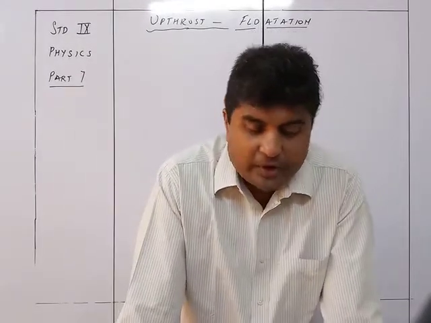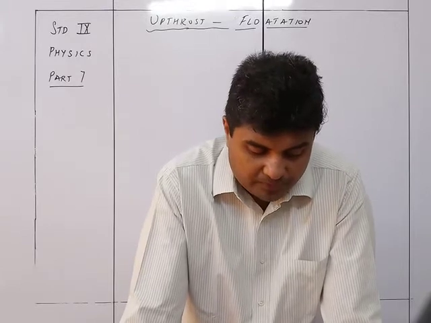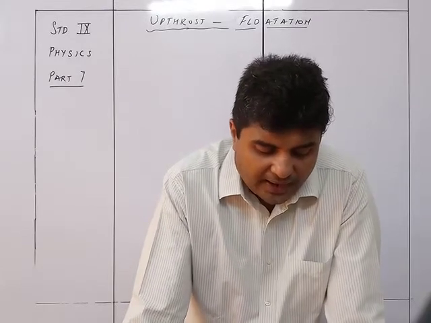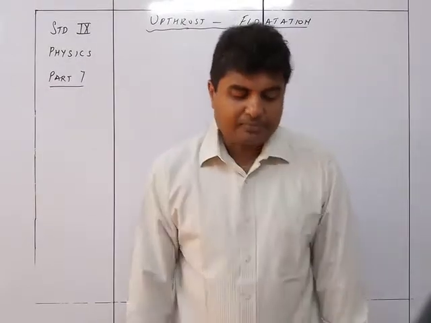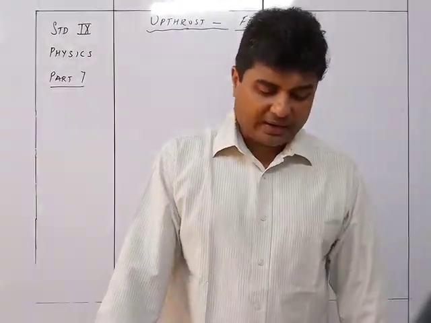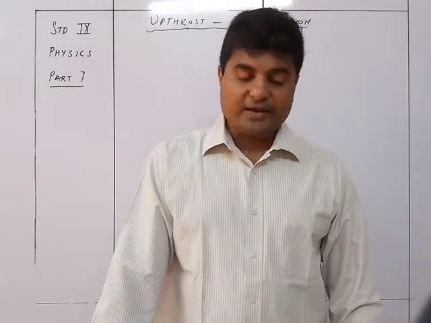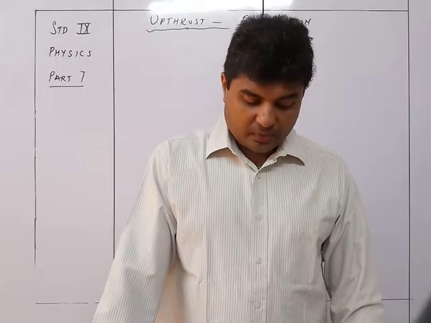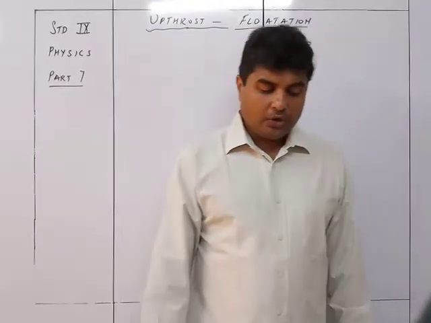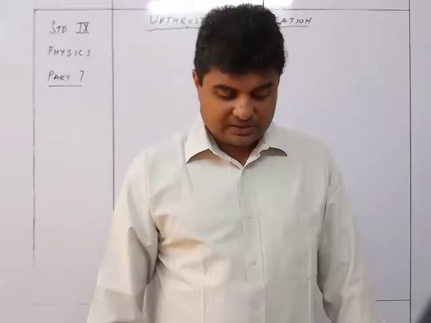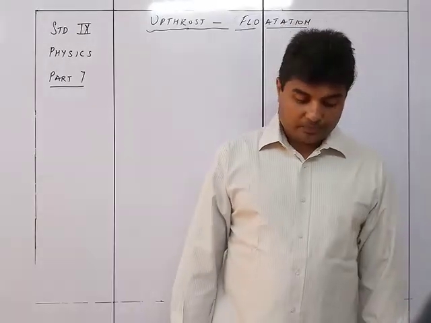First, the weight W of the body acting vertically downwards through the center of gravity G of the body. This force has a tendency to sink the body. Second, the upthrust FB of the liquid acting vertically upwards through the center of buoyancy B, that is the center of gravity of the displaced liquid. The upthrust or buoyant force is equal in magnitude to the weight of the liquid displaced. This force has a tendency to make the body float.